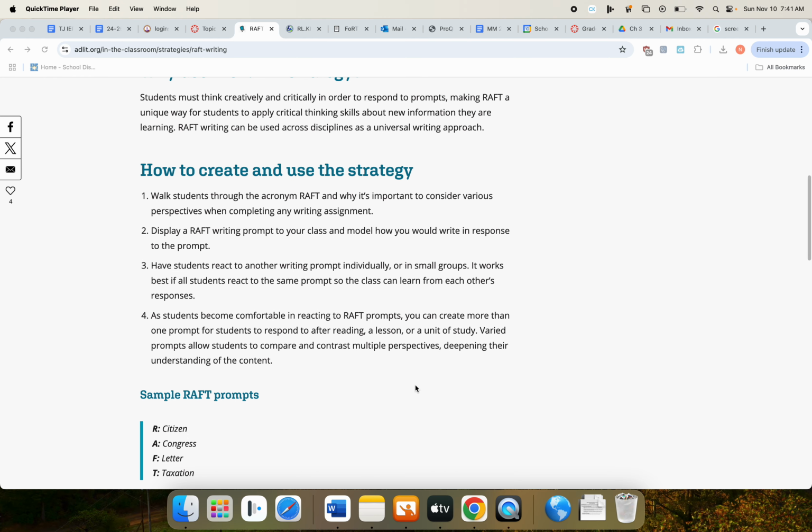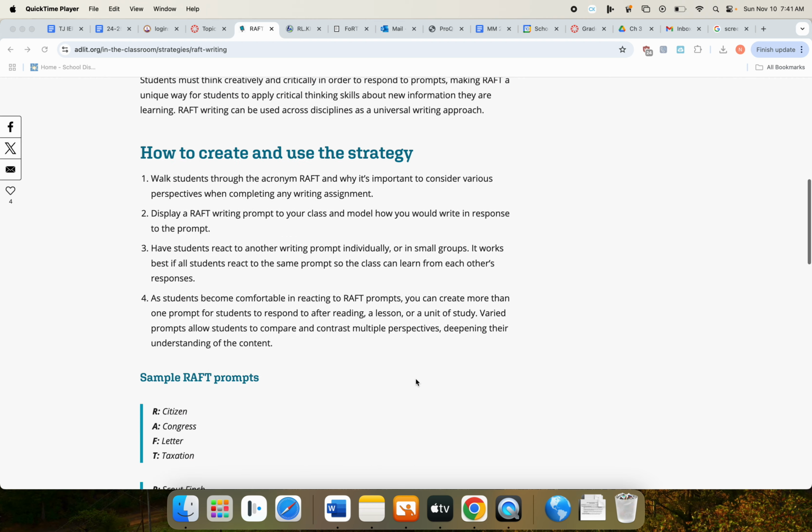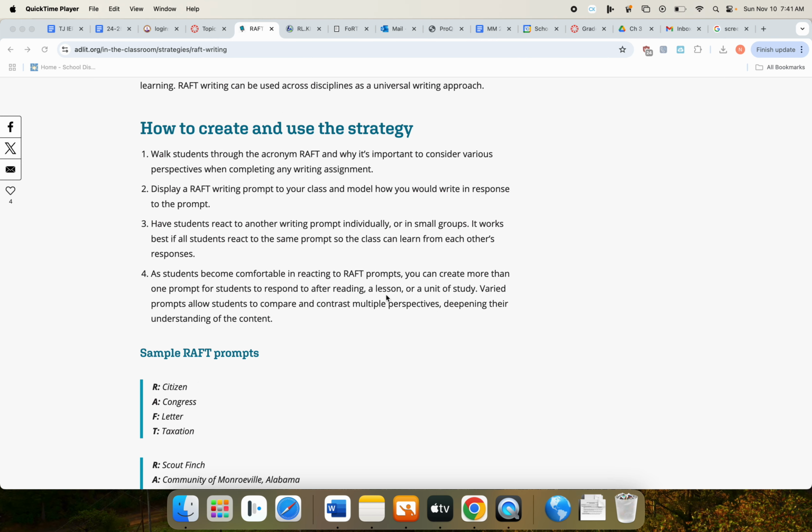So how you create it, you walk them through the RAFT, the thing that we just talked about, so that we consider, once again, the audience and what your role is going to be within that. So you're going to display that writing prompt, or it could be a problem prompt, so that students can work their way through that and really think about it before they actually start writing. So have students react to another prompt individually.